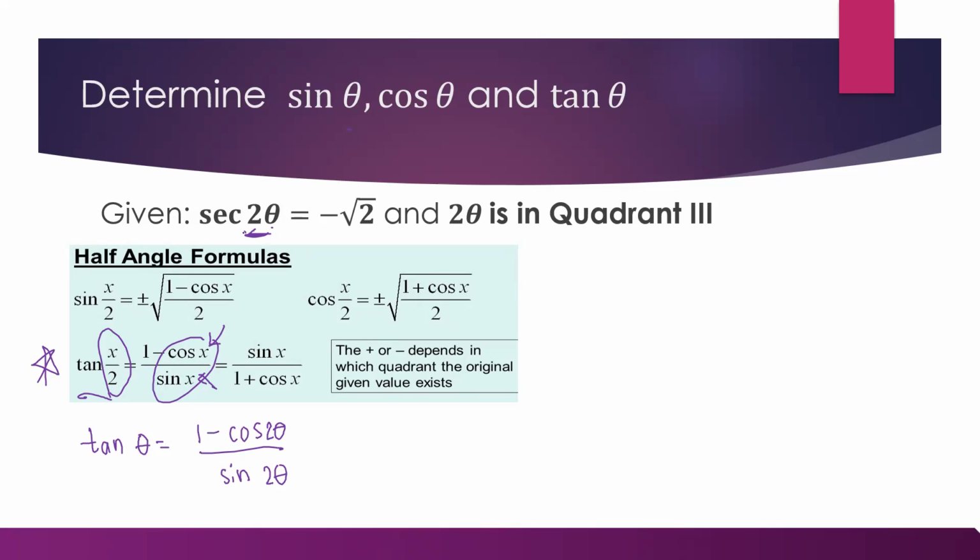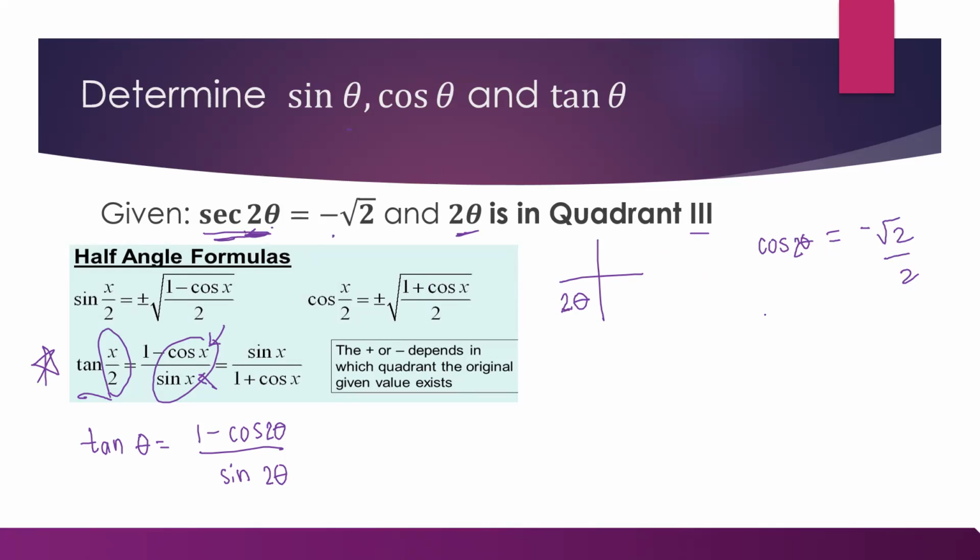So, given the secant 2 theta, and we are in quadrant 3, 2 theta is in quadrant 3, that would mean only our tangent and cotangent are positive. So, the rest will be negative. So, 2 theta is right here. We take note of that. So, the cosine of 2 theta will be negative, no? So, negative of 1 over square root of 2, or negative square root of 2 over 2 when rationalized. The reciprocal of secant 2 theta is cosine 2 theta.